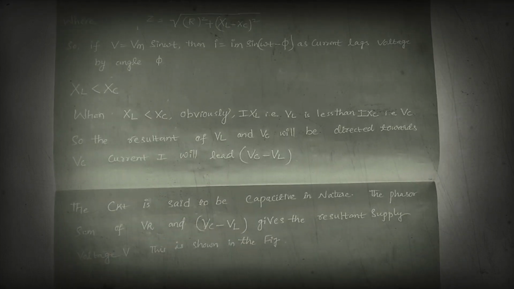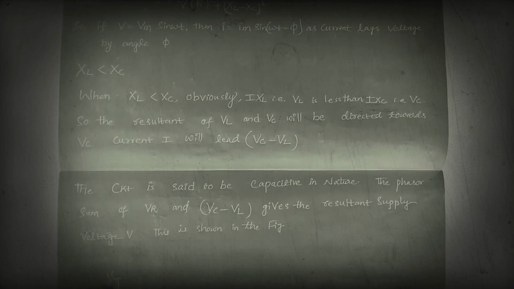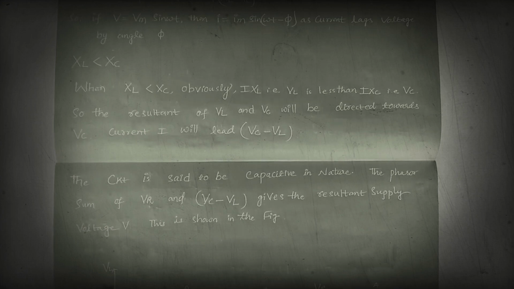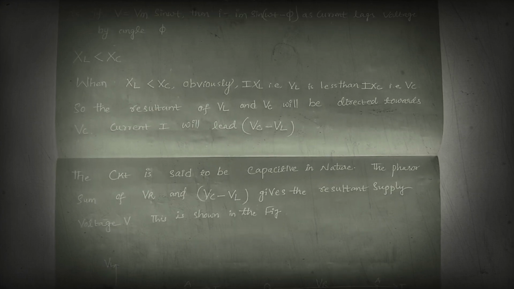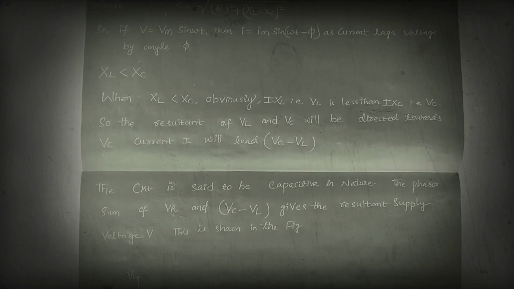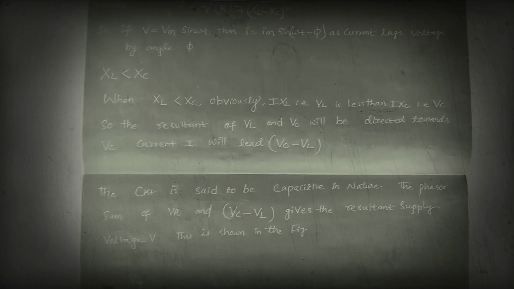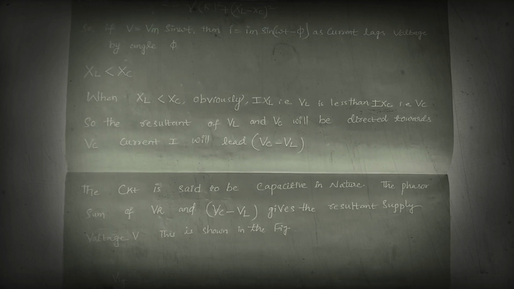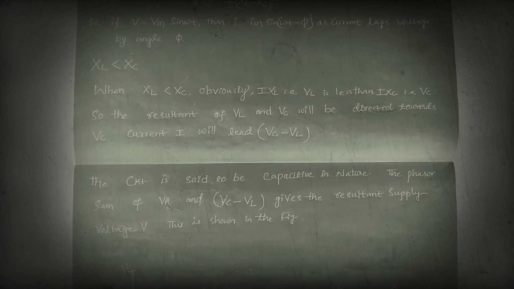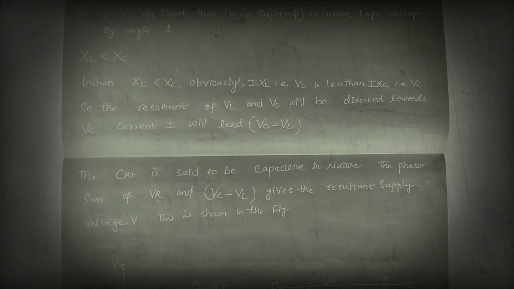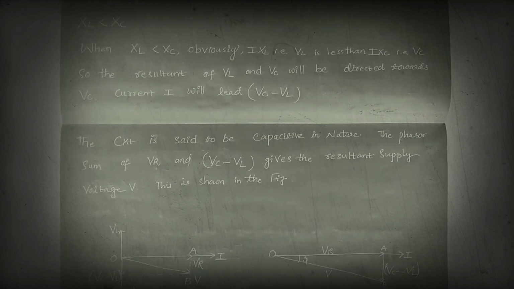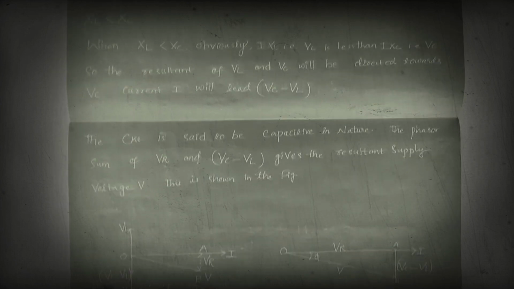Next condition is XL less than XC. When XL is less than XC, obviously IXL, that is VL, is less than IXC. Nothing but the resultant voltage is VC minus VL. In the before case, that is XL greater than XC, the resultant voltage is VL minus VC. But here the resultant voltage is VC minus VL. So current I will lead VC minus VL.